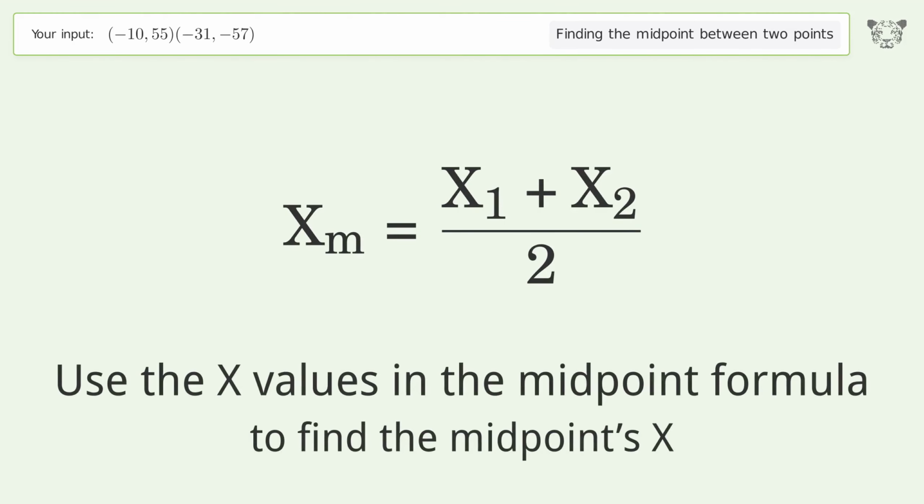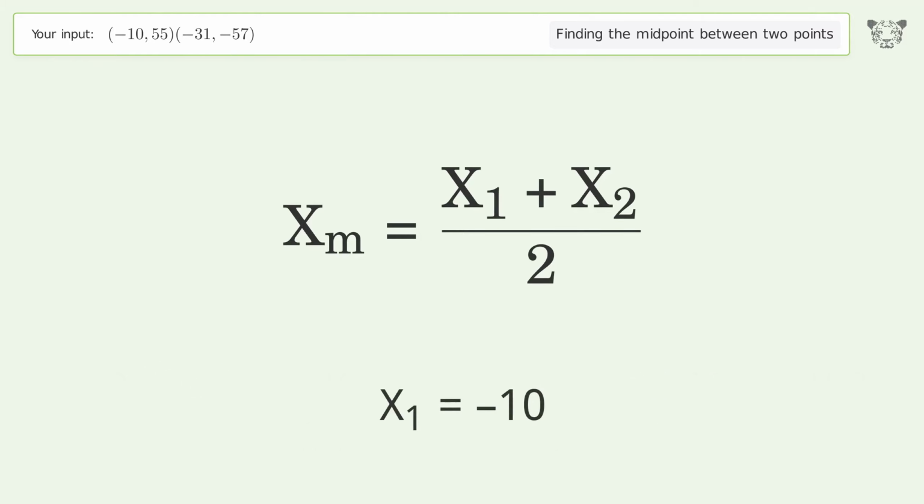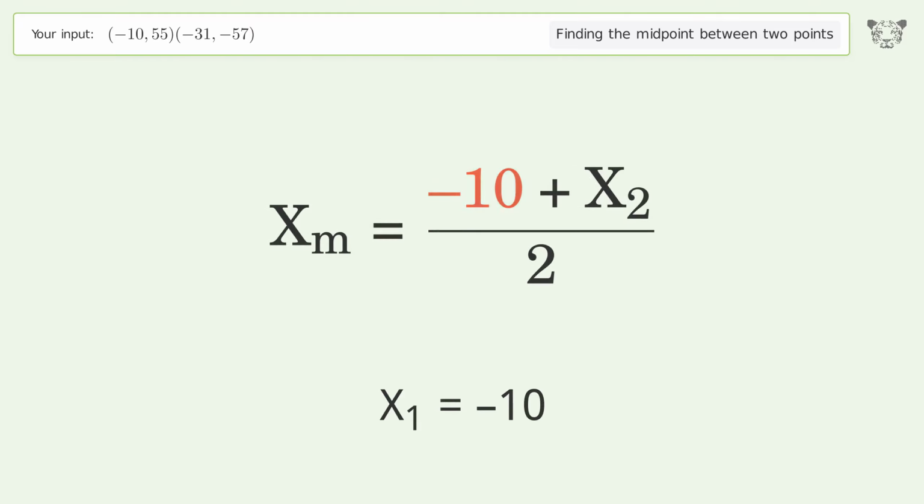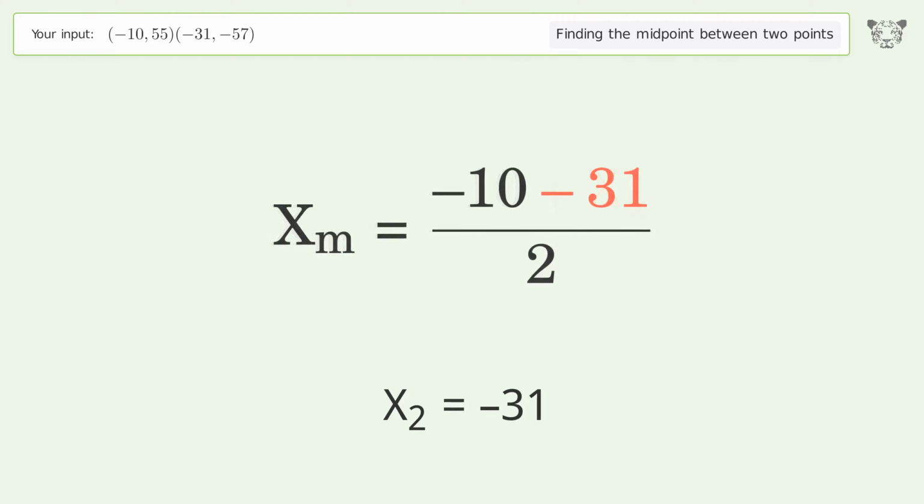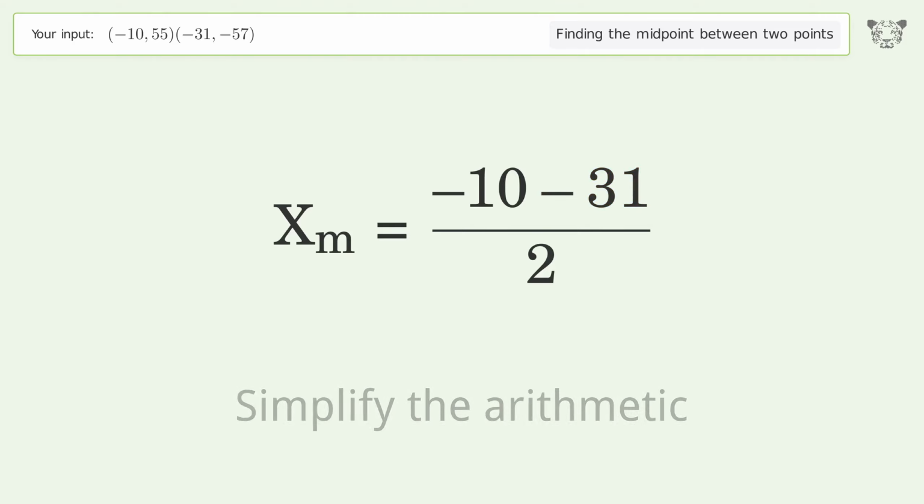Use the x values in the midpoint formula to find the midpoints x. x1 equals -10. x2 equals -31. Simplify the arithmetic.